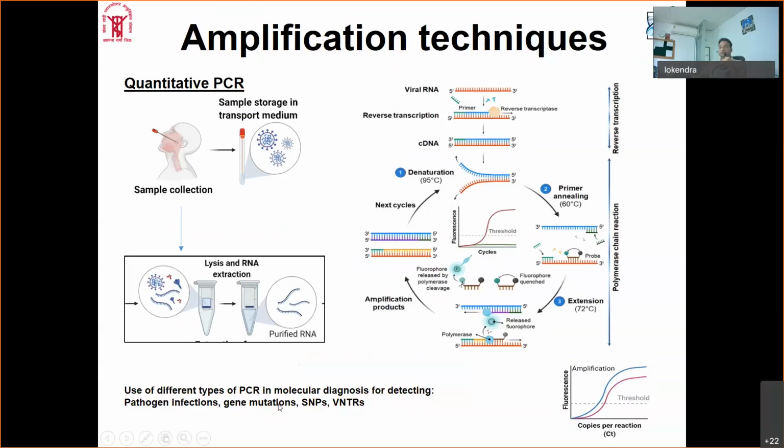Again, if there is any mutation in the gene, whether it will overexpress or down regulate, specific probes can be designed to find such changes. Similarly, single nucleotide polymorphisms or variable number of tandem repeats can also be identified, or quantitated exactly, by using this quantitative PCR method. So this is one example of the amplification technique.